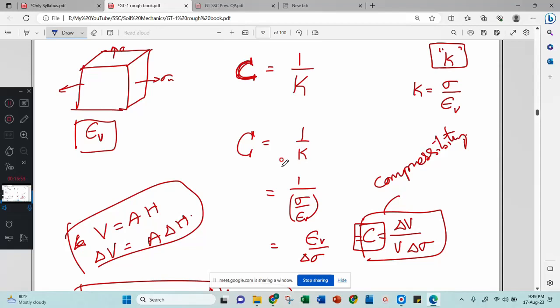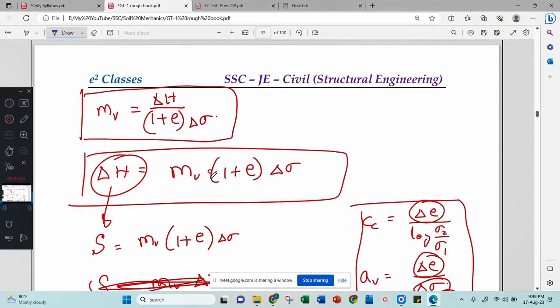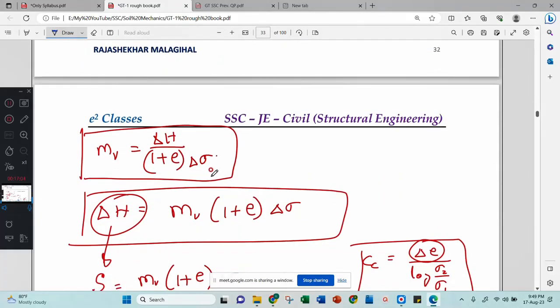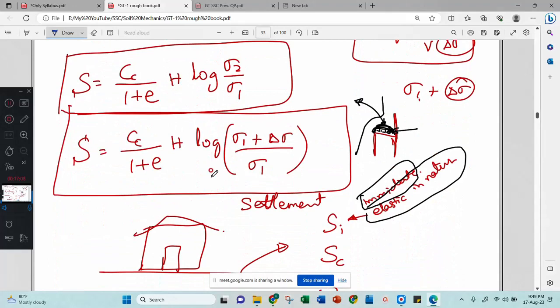Compressibility is equal to the inverse of bulk modulus. Then the bulk modulus equation we know, therefore the compressibility equation we derived. In the compressibility equation, we have got a delta H. Delta H means settlement, therefore we have got the settlement equation. This settlement equation is studied in consolidation, therefore this is called consolidation settlement.